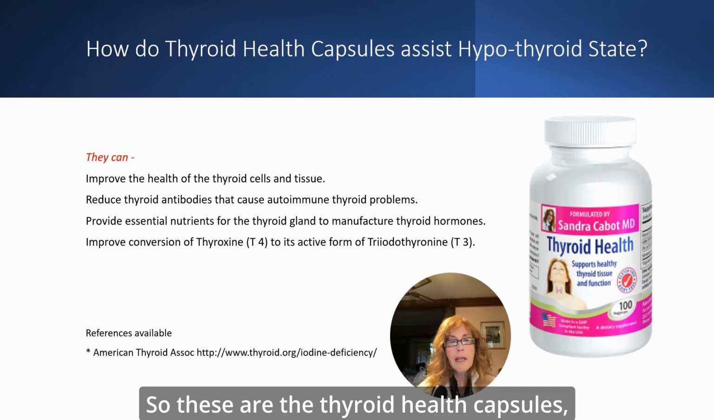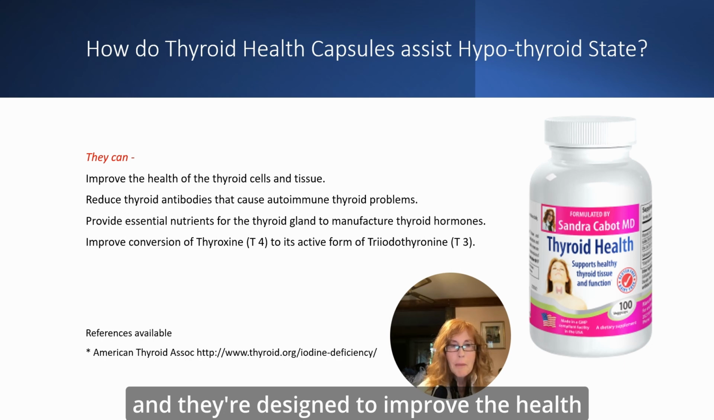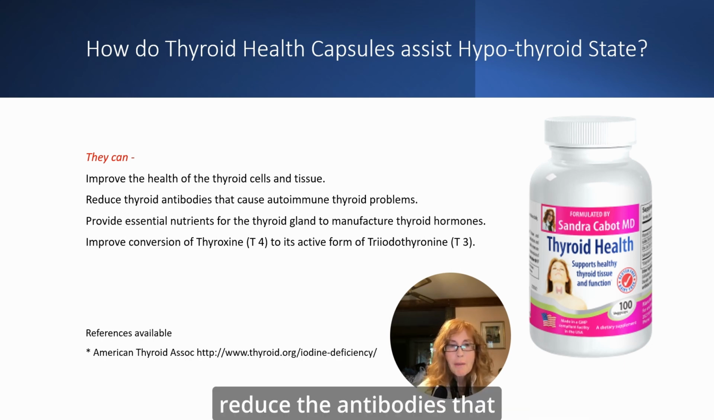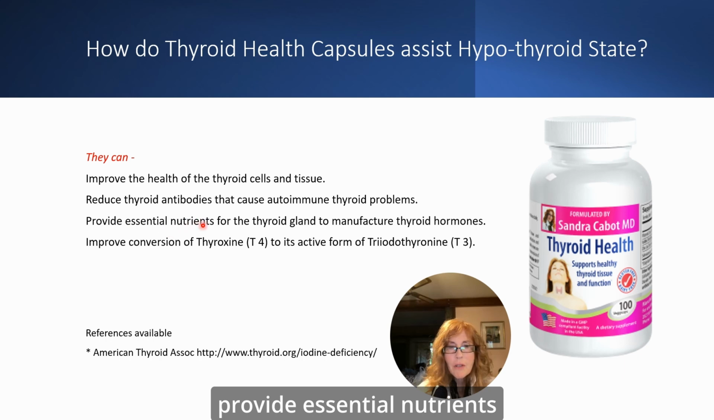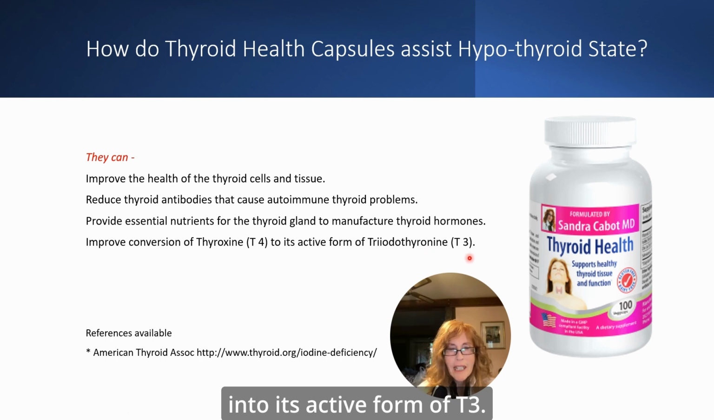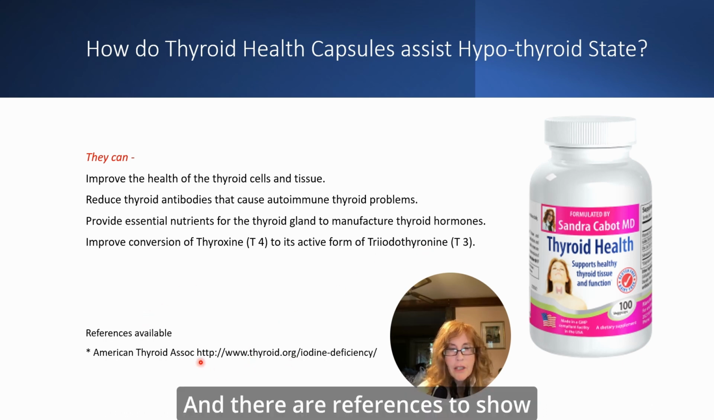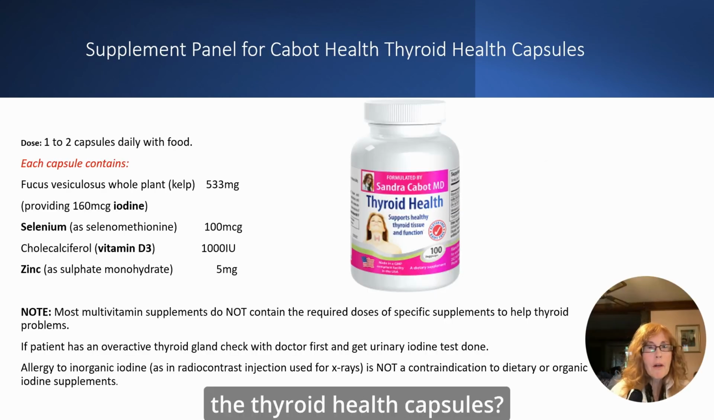So these are the thyroid health capsules which I actually formulated, and they're designed to improve the health of your thyroid tissue, reduce the antibodies that cause autoimmune thyroid disease, provide essential nutrients for the thyroid gland to manufacture thyroid hormones, and improve the conversion of thyroxine into its active form of T3. And there are references to show that that conversion is dependent on the nutrients that are in the thyroid health capsules. Okay, so what have we got in the thyroid health capsules?